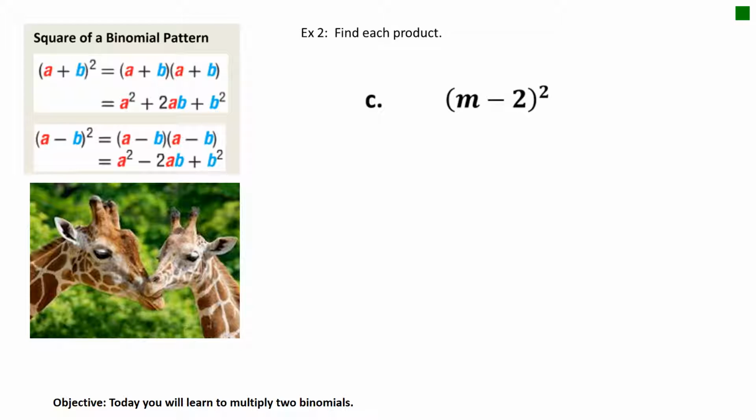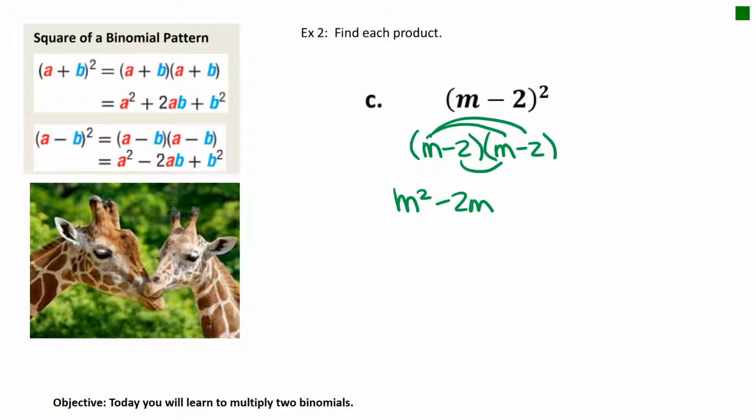All right, so let's do this one. M minus 2. Write it twice. That's your secret word. If there's a plus or minus, you write it twice. M times m, m squared. M times negative 2, minus 2m. Negative 2 times m, minus 2m. Negative 2 times negative 2, plus 4. M squared minus 4m plus 4. Guys, I don't think there's a checkpoint on this one.